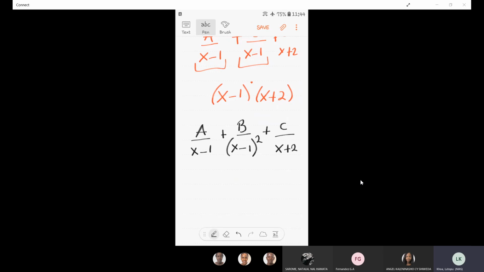Now if I was to combine the denominators, the lowest common multiple of the denominators will now be equal to x minus 1 squared, x plus 2, because this term here and that one, the denominators are not the same, so I cannot just add them. I would have to change it. So if I had power 3, I would then have C over x minus 1 to the power 3, and then add D over x plus 2.